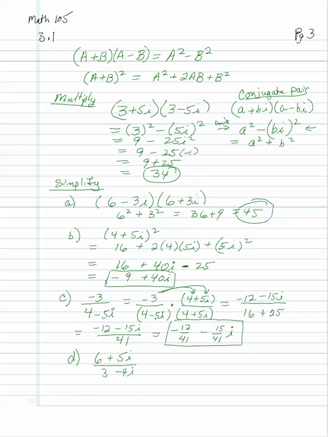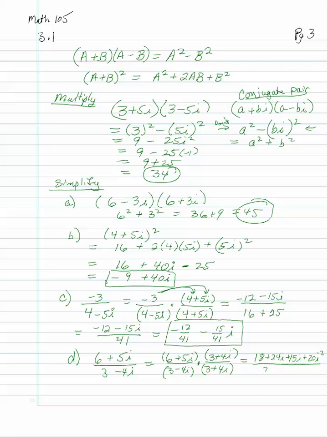Again, we're going to multiply by the conjugate of the bottom on both bottom and top. 3 plus 4i, 3 plus 4i. So we're going to distribute the top. So it'll be 6 times 3 is 18, 6 times 4i is 24i, 5i times 3 is 15i, 5i times 4i is plus 20i squared.